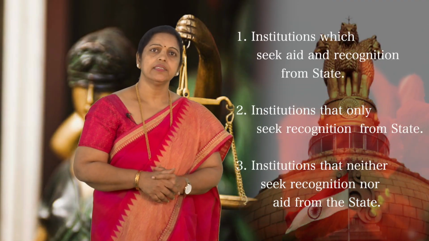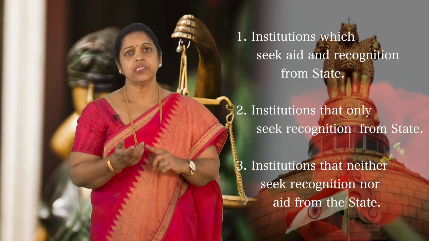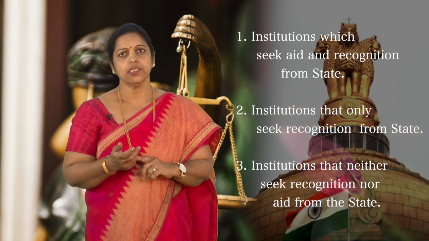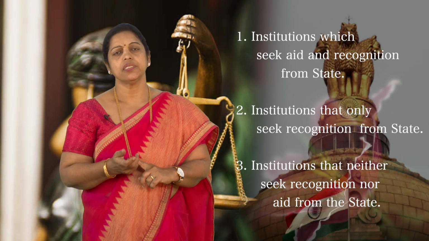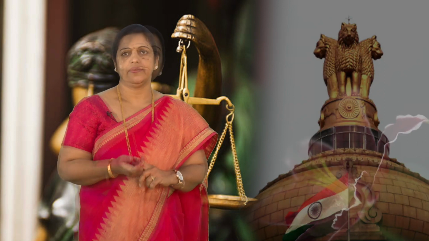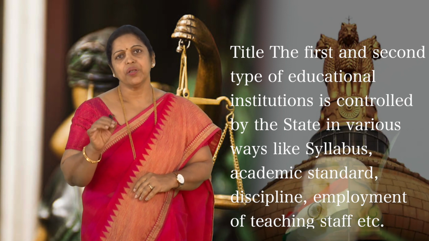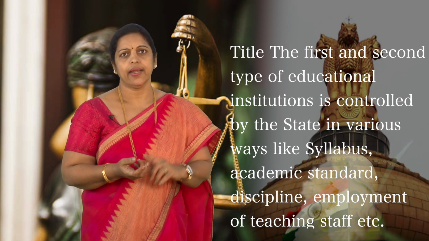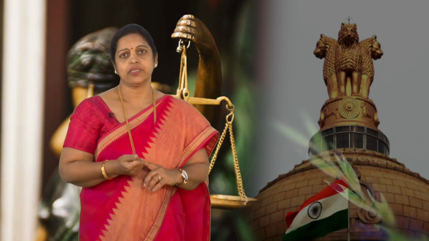Here, there are three types of minority educational institutions. Institutions which seek aid and recognition from the state. Institutions that only seek recognition from the state. Institutions that neither seek recognition nor aid from the state. The first and second types of educational institutions are controlled by the state in various ways like syllabus, academic standard, discipline, employment of teaching staff, etc.